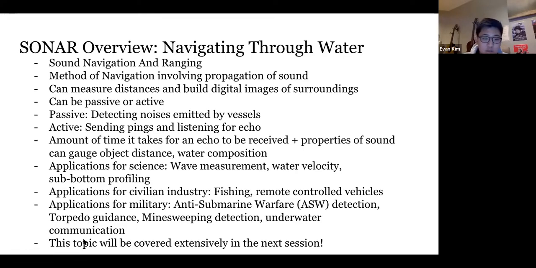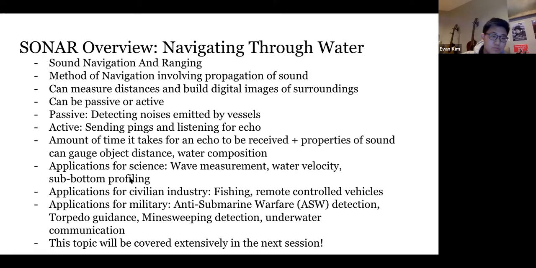For science, sonar can be used for wave measurement, water velocity, and sub-bottom profiling, which is the job of oceanographers to know what the sea floor looks like, because we can't see all the way down there with our eyes. The applications for the civilian industry are fishing and remote controlled vehicles, like, for example, diving. When they examine the wrecks of ships like the Titanic, they can't see all the way down there. So they can use remote controlled submarines to look down there for them, and sonar helps those machines navigate.